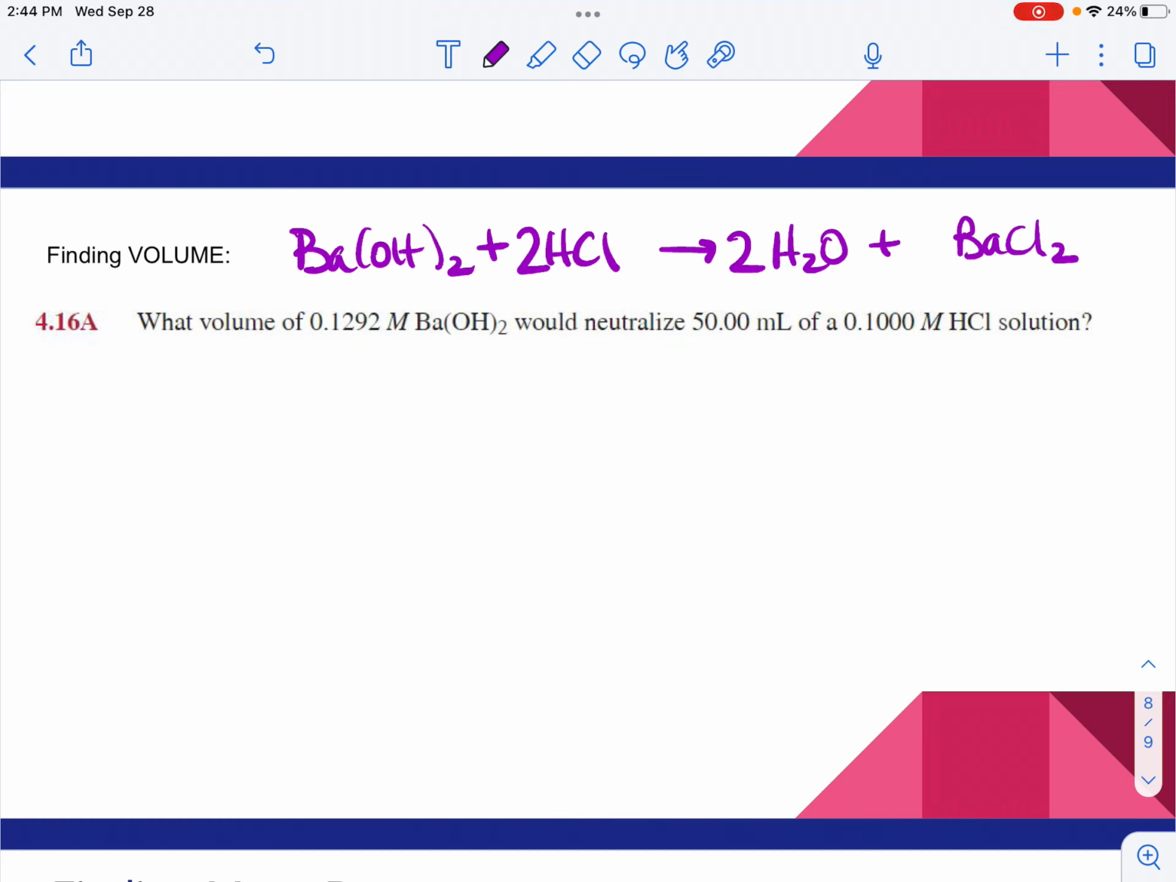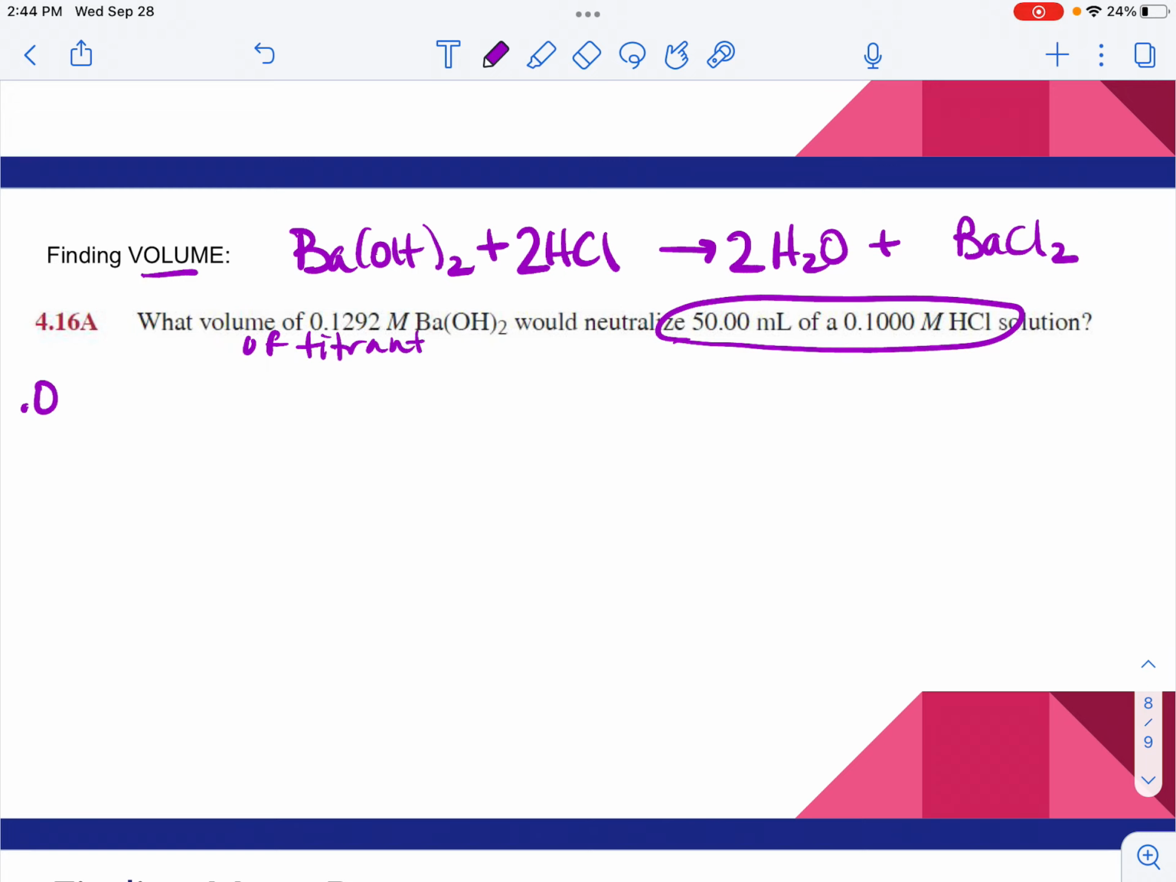I'm neutralizing 50 milliliters of a 0.1 molar solution. Now we're actually solving this a little bit differently, finding the volume, which is kind of weird, okay? So we actually have to start with the one that we know both volume and molarity of, which is my hydrochloric acid. It's not really a titrant, this is actually probably what's in the flask, and we're looking for the volume of titrant, kind of weird. We would never do this for real.